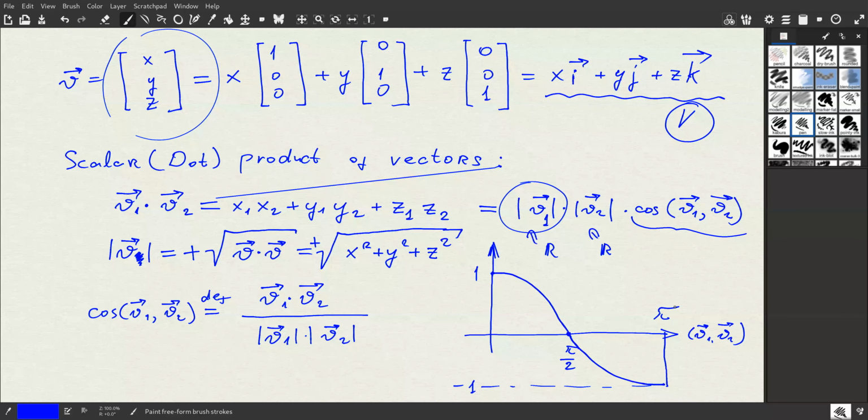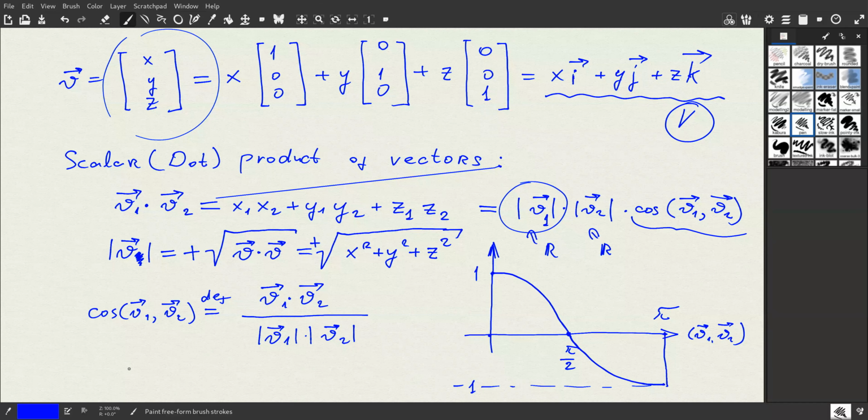So for any angle, being acute or blunt, between 0 and pi, a cosine uniquely defines the angle, unlike sine. For the sine, you are right. For the sine, we wouldn't be able to tell whether it is an acute or blunt angle between these two vectors. But cosine, which can be both positive and negative, uniquely defines the angle in the interval between 0 and pi. Okay?